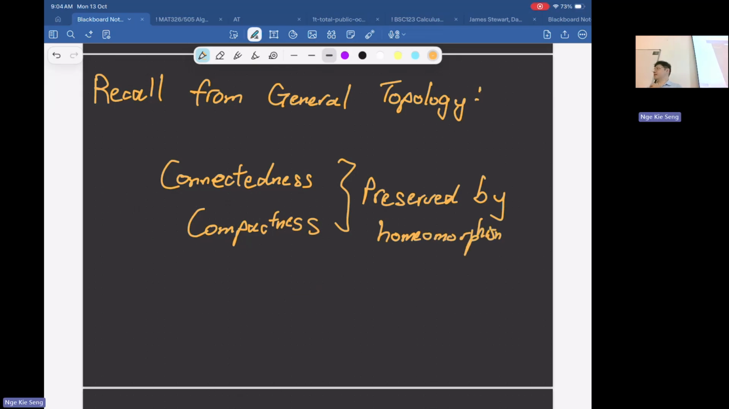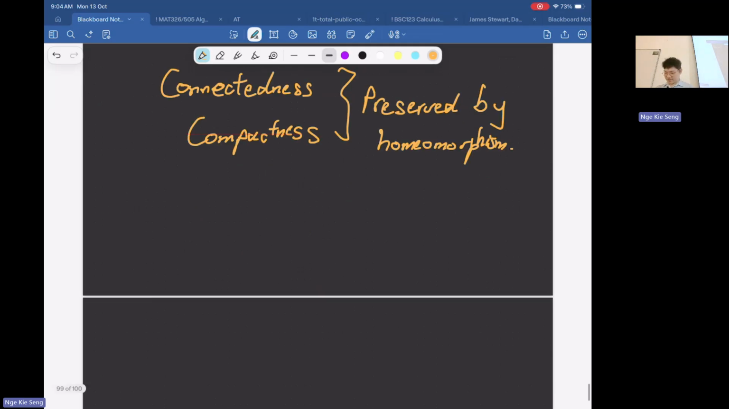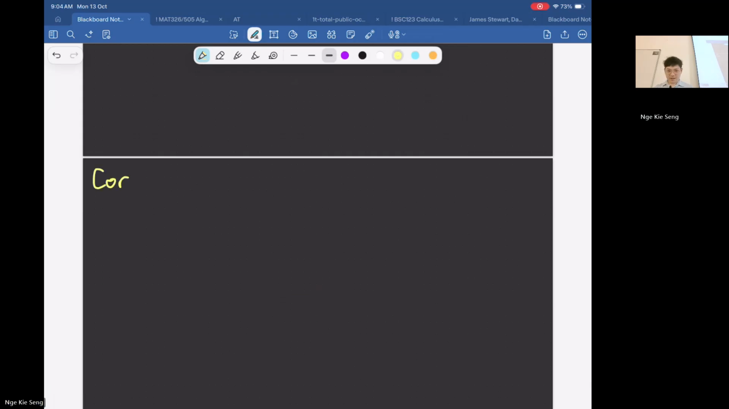Okay, so another thing to see was, if two spaces are not homeomorphic, then you can see that one of them is connected and the other is not, or one of them is compact and the other is not. So today we're going to learn a higher level way to show two spaces are not homeomorphic by using the fundamental group. So this was the corollary we left last time.